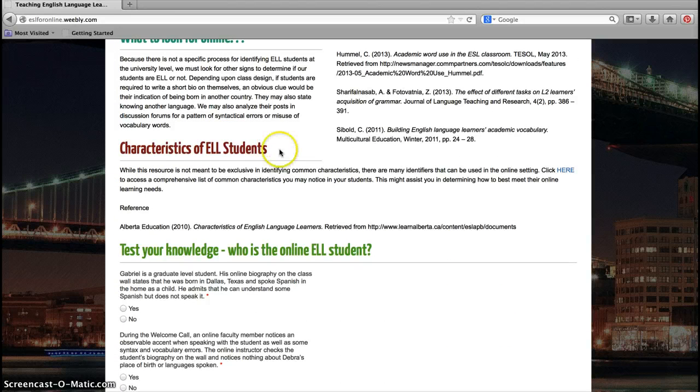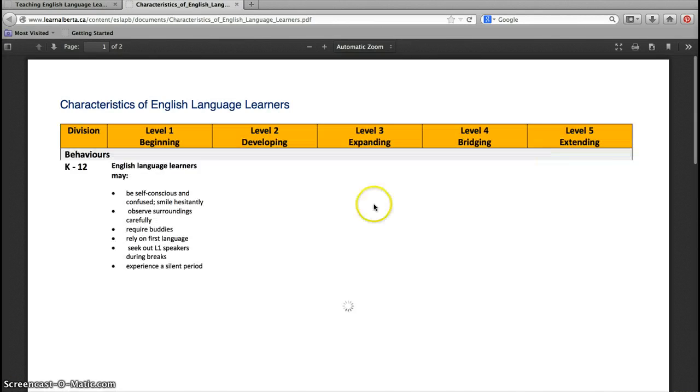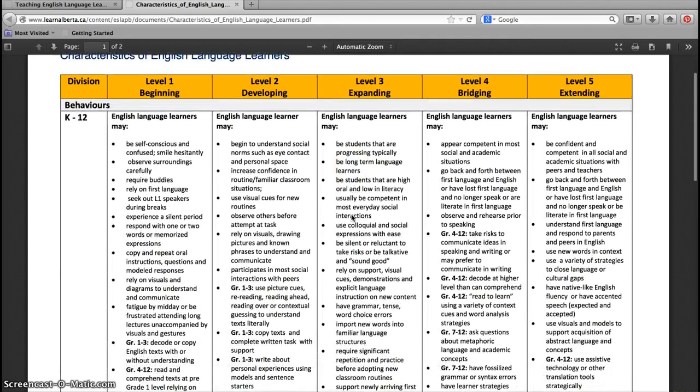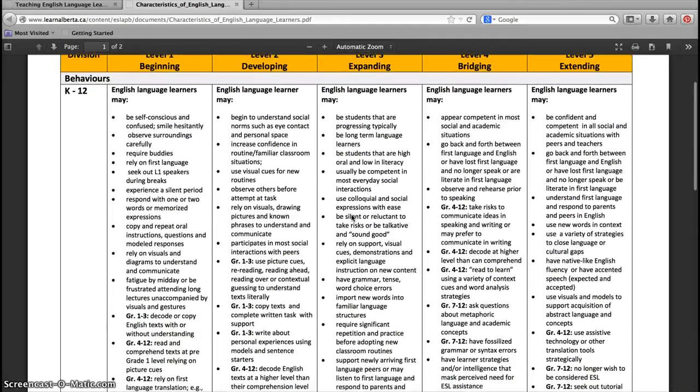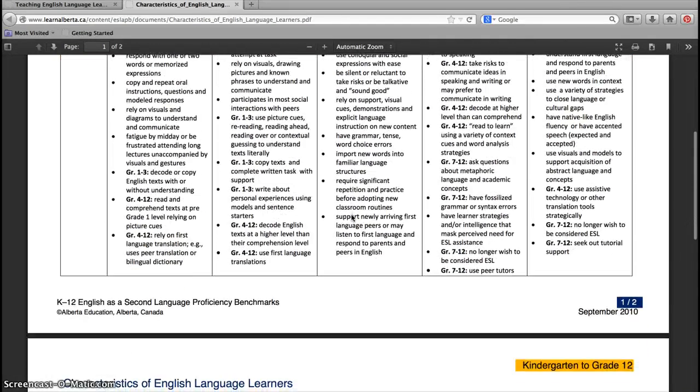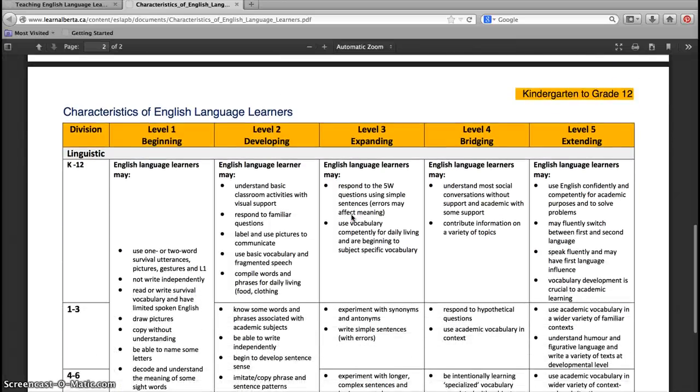Right here you can look at the characteristics of ELL students. It's a helpful resource that you can click right here, and it will identify behaviors and indicators and other characteristics of your ELL students in your online classroom.